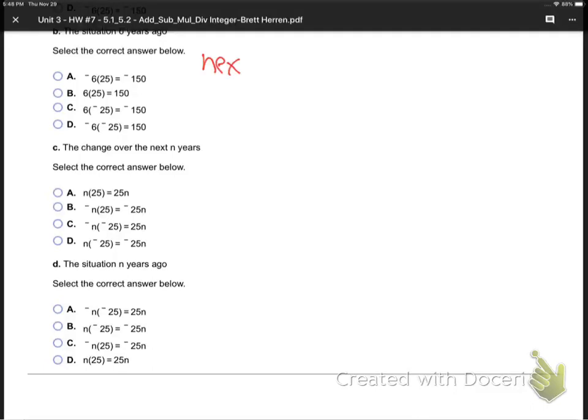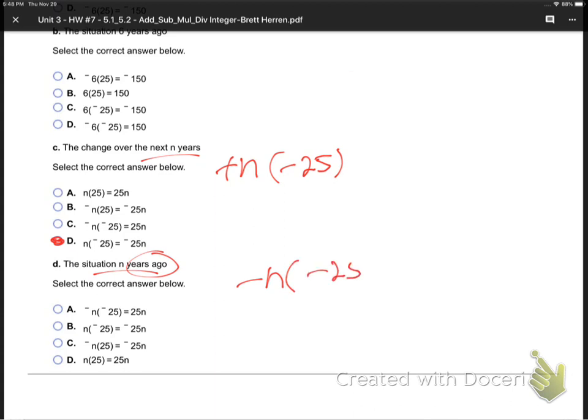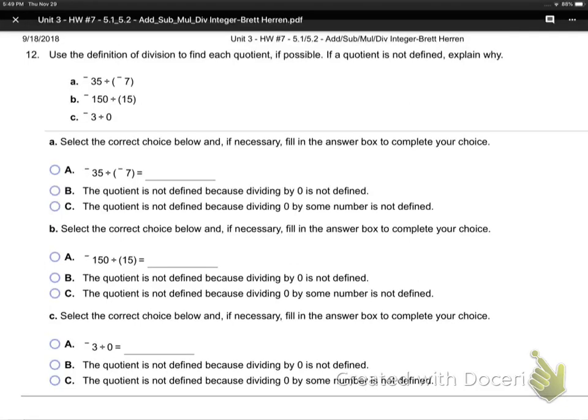So next n years on number C here. Whoops, I'm writing it in the wrong spot. So in the next n years, that's positive n times negative 25. That's D. And finally, n years ago, that's minus n. That's back in time. Minus n times negative 25 is plus 25n. Right there, option A.